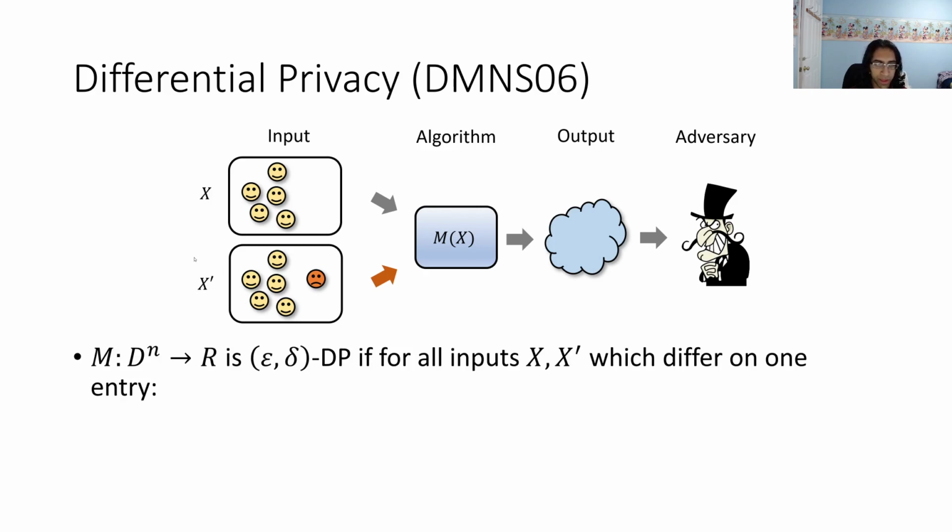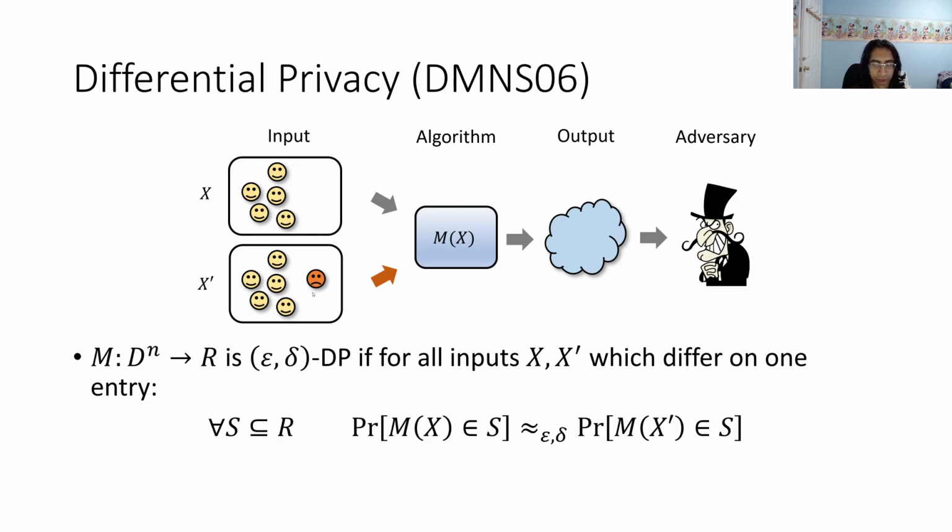Now, a little bit more formally, let's define what differential privacy is. An algorithm M, which takes in a data set over domain D with n entries and maps to some set R for range, is going to be epsilon-delta differentially private if for all inputs x and x prime which differ in one entry, we have the following property. Now let's try to parse this. This is a bit of a mouthful, and it never makes sense the first time you see it for most people.